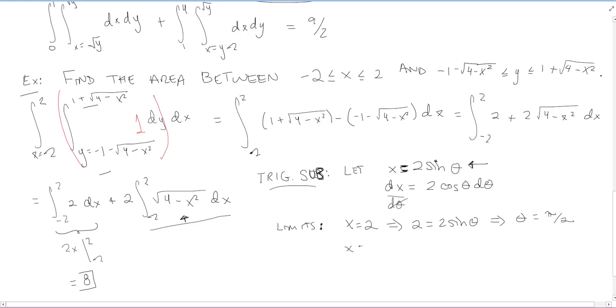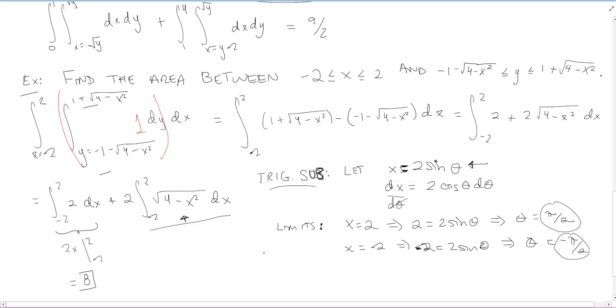And then your lower limit, x was negative 2, same idea. We said x is actually 2 sine theta, and so if you solve this for theta, you would get that theta is negative pi over 2. So these are our new limits of integration over here, since we're substituting.